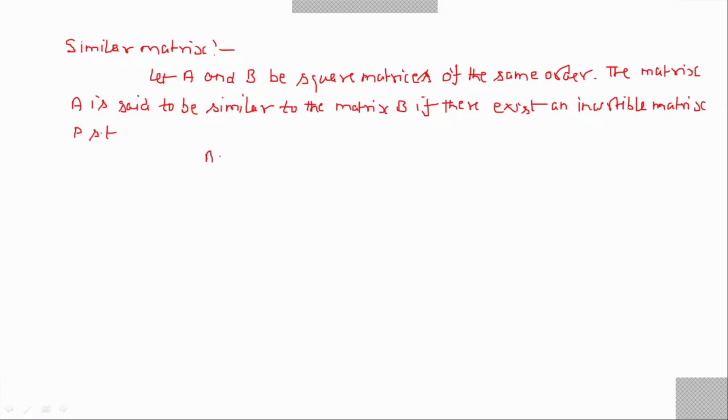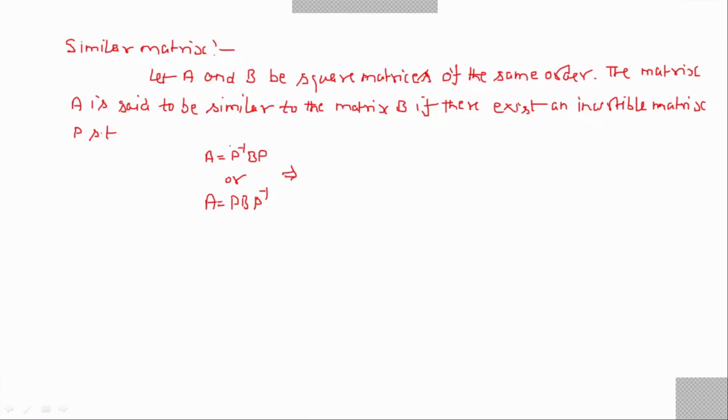A is equal to P inverse BP, or A is equal to PBP inverse. Okay, either you pre-multiply with the P inverse and then post-multiply with the P, or the other way around. So A is equal to P inverse BP or A is equal to PBP inverse.